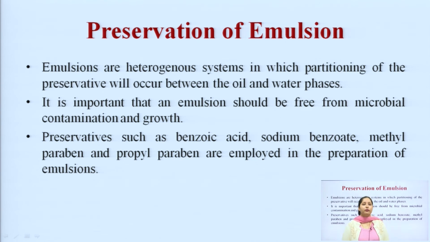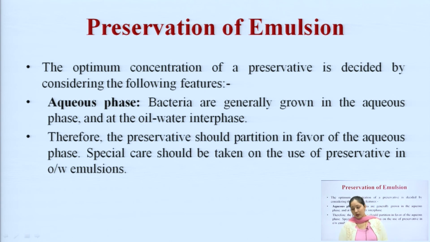For such reason, preservative needs to be added into the formulation. So, preservatives such as benzoic acid, sodium benzoate, methyl paraben, propyl paraben are employed in the preparation of emulsion. So, we can incorporate any of these preservatives into the emulsion. The optimum concentration of preservative is decided by considering the following features. Okay. So, we can decide the concentration of preservative by considering these parameters.